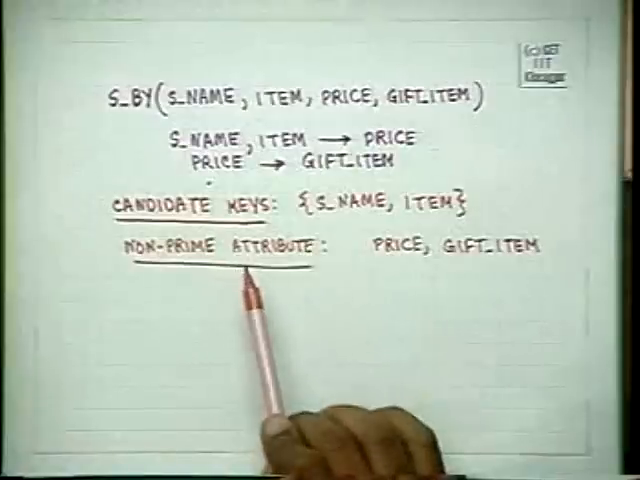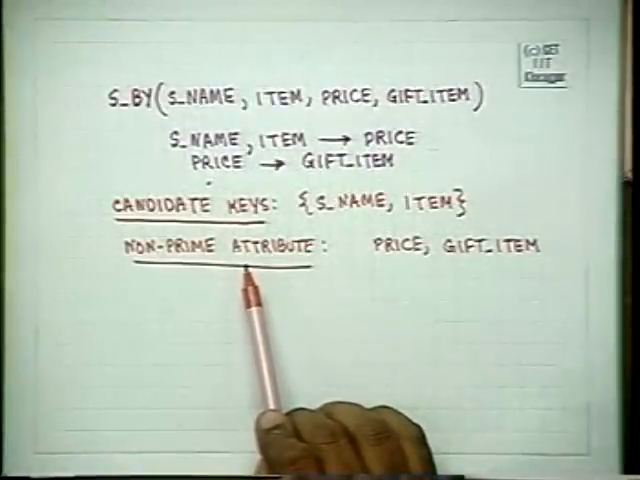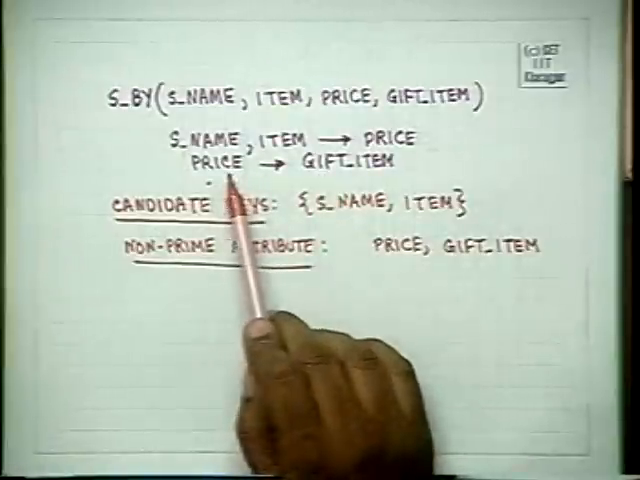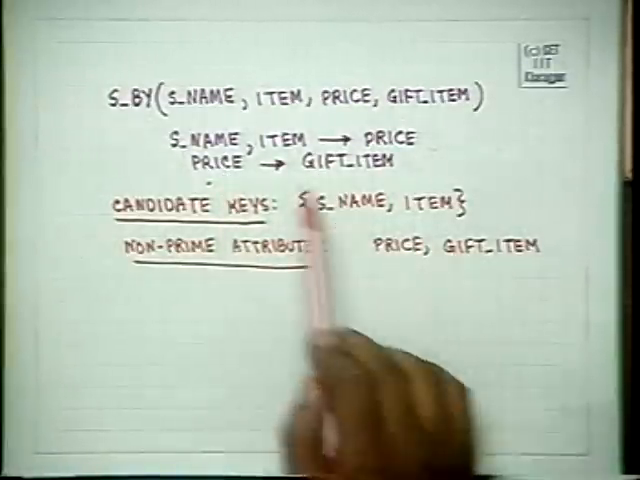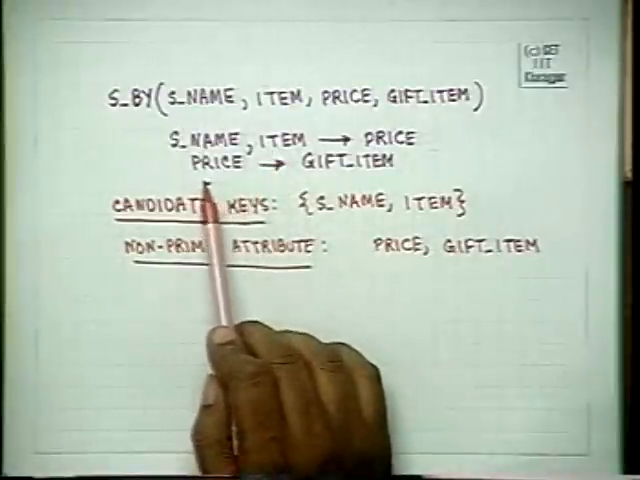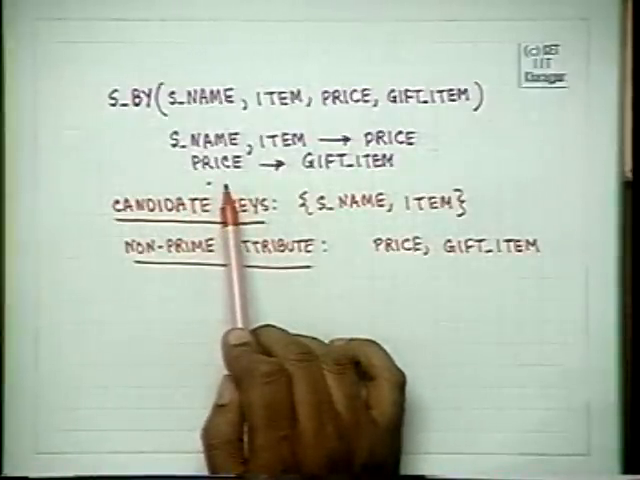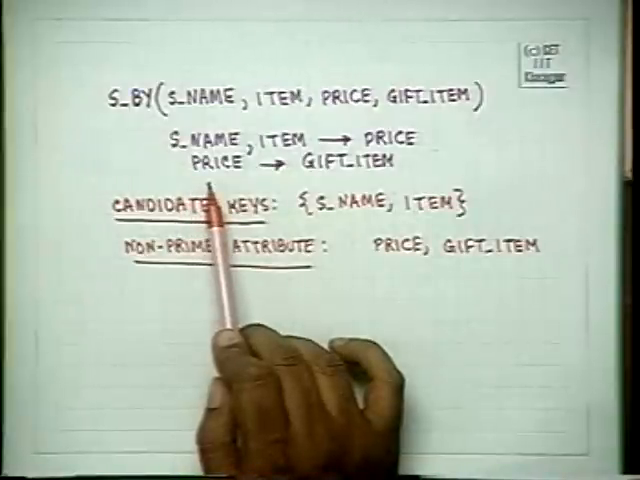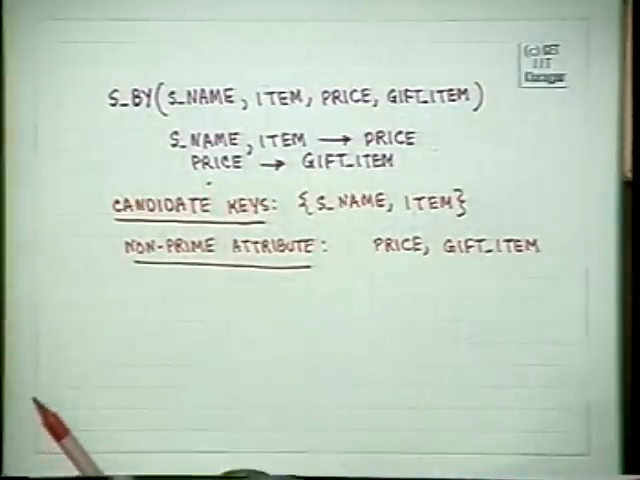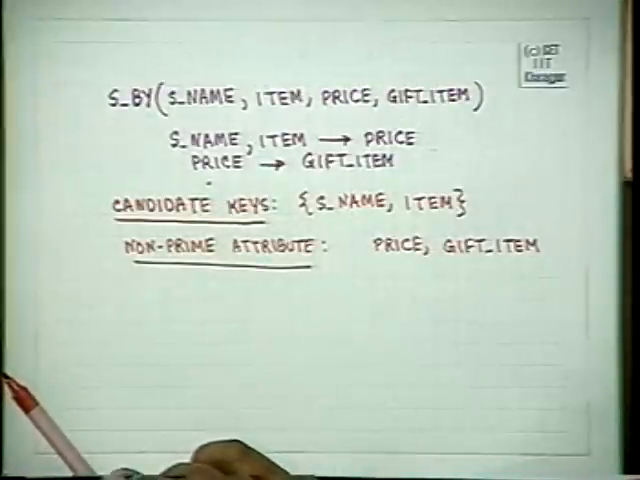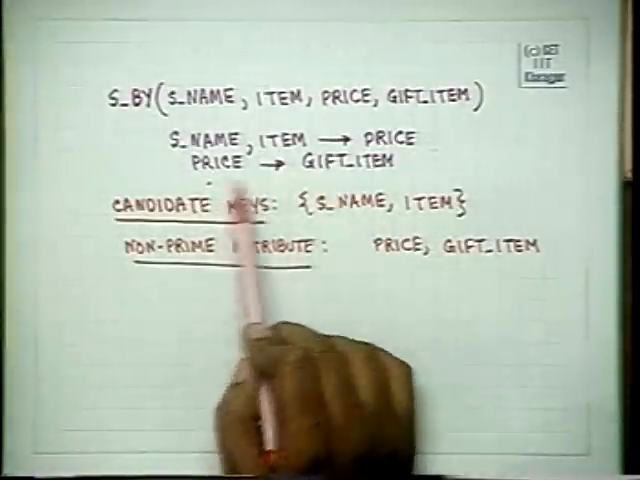The crux of the reason for which, or a motivating example for defining third normal form, is this example. Here, gift item is dependent on price. It is fully functionally dependent on S item and price, but it is also functionally dependent on a non-prime attribute. Now that non-prime attribute may be functionally dependent on the candidate keys, which puts this redundancy here.